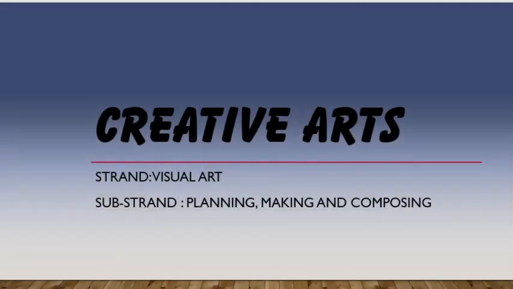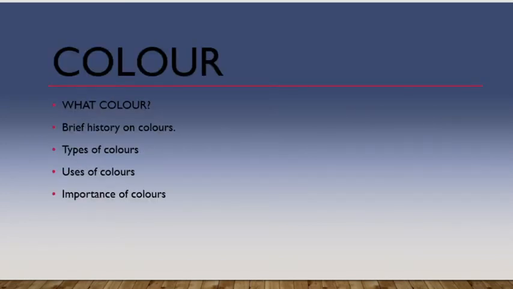Our strand for today is visual art. The sub-strand is planning, making, and composing. Today we're going to look at color. We'll look at what is color, and then we also look at a brief history of colors, types of colors, uses of colors, and importance of colors. But the lesson will be divided into two and will be continued next week. We will start from what is a color to types of colors.